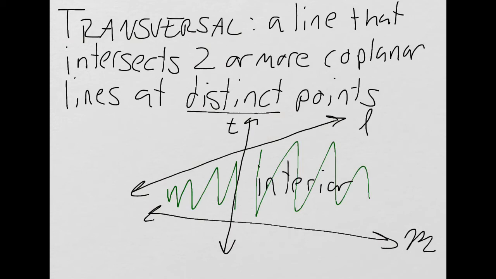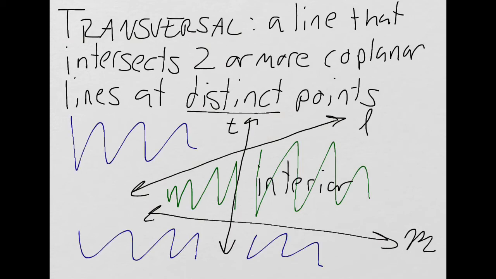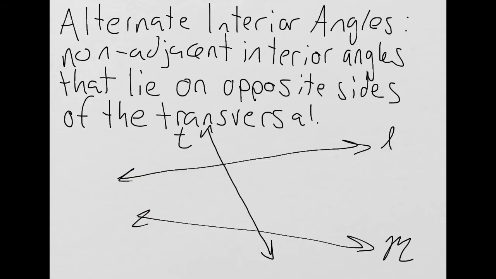And then the exterior is going to be the space that is outside of our two lines. So the blue is going to be our exterior. We have special names for the pairs of angles that are formed when we cut two lines by a transversal.